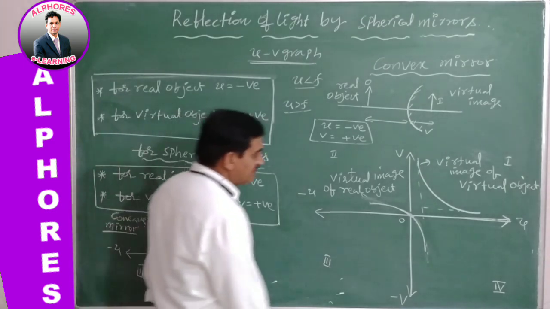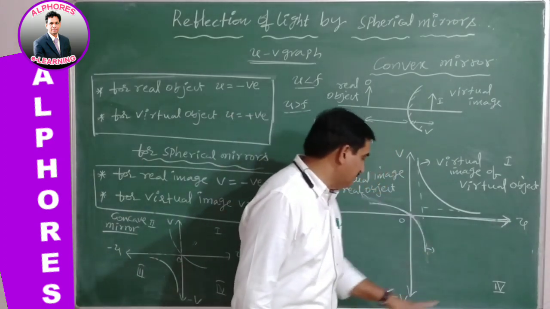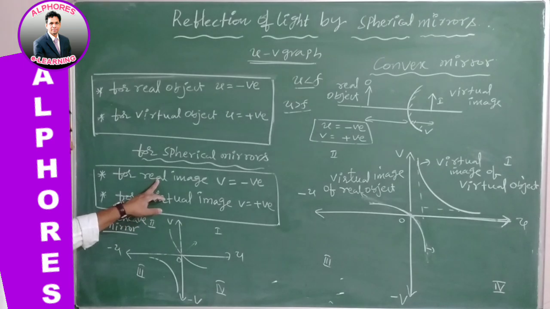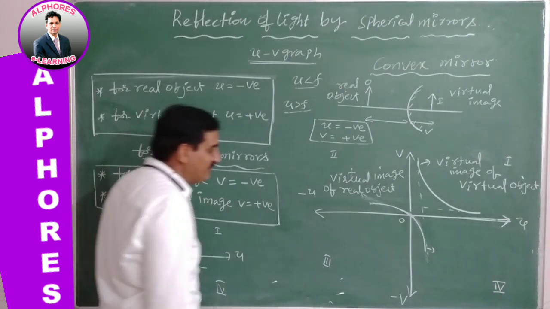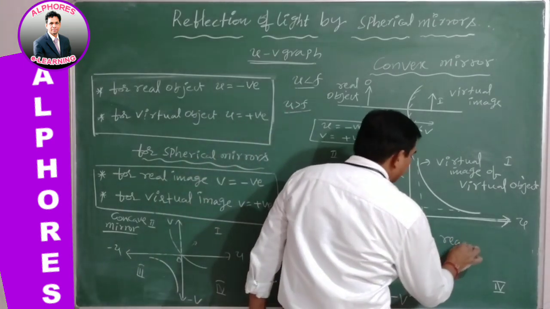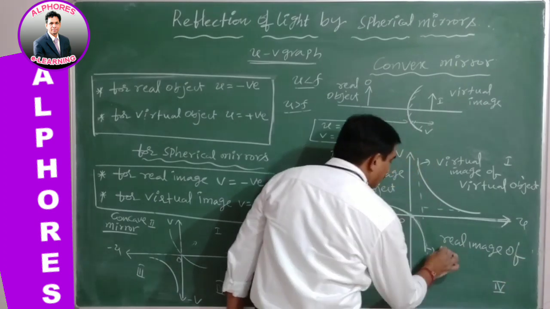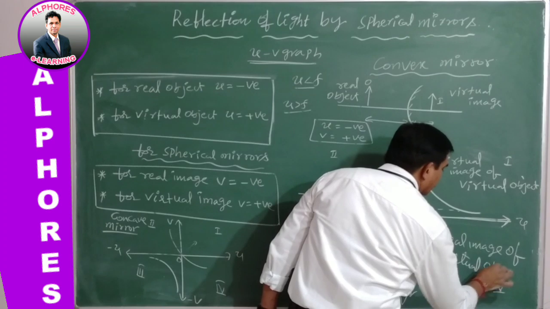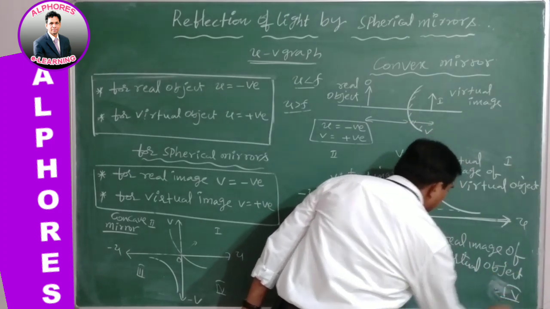And the other part is extended in the fourth quadrant. In the fourth one, U positive, V negative. V negative here, real image, U positive, virtual object. Therefore, real image of virtual object.